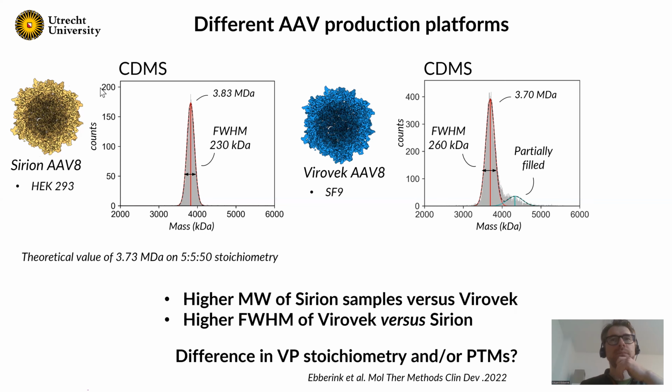So if you compare the two, you can see some differences. There's a little bit of difference in the peak width from both samples, but more interestingly, we see that the average mass of the Sirion particles is about 3.8, and the average mass of our ViroVec samples is about 3.7. So these are a bit lighter compared to the Sirion samples. Now, if you would theoretically calculate the mass of an empty AAV8 particle with a VP ratio, so you have these three capsid proteins, VP1, VP2, VP3, but you would use a more conventional theoretical ratio of 5 VP1s, 5 VP2s, and 50 VP3s, you could calculate a theoretical mass of about 3.7. But clearly the Sirion sample here is not the same. It looks a bit heavier.